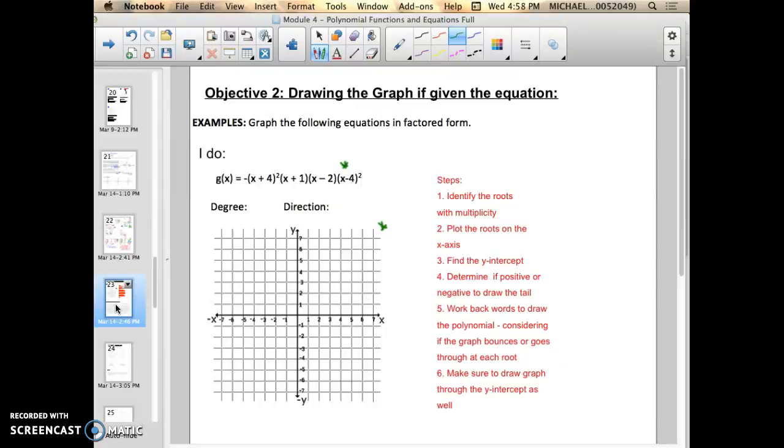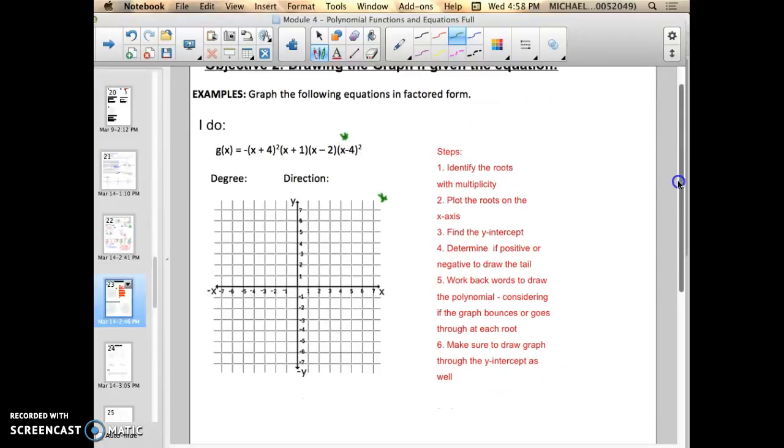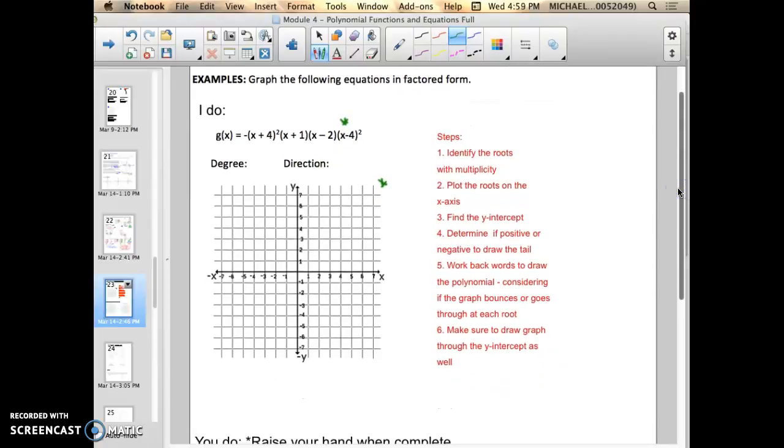And so I'm going to do an example of how I would want you to do this. I've listed out the steps in red right next to it, so I'm going to take this step by step in order to be as successful as possible at doing this objective. So please follow along as I go through this.